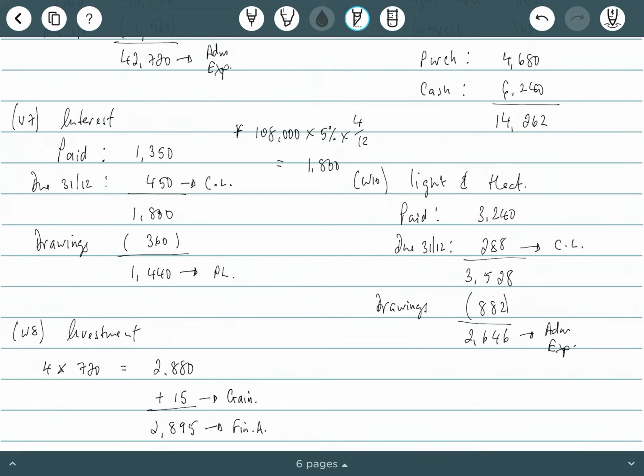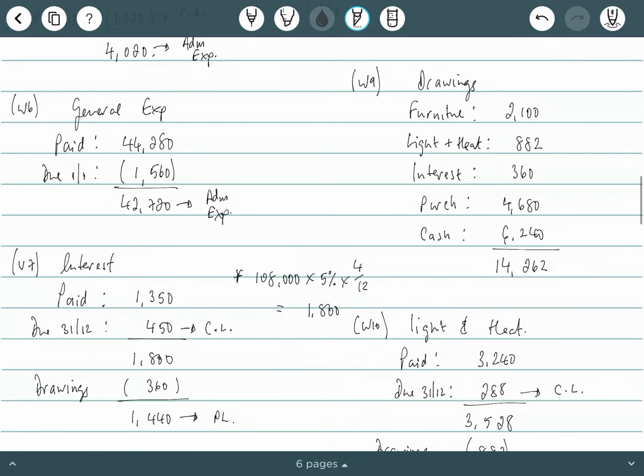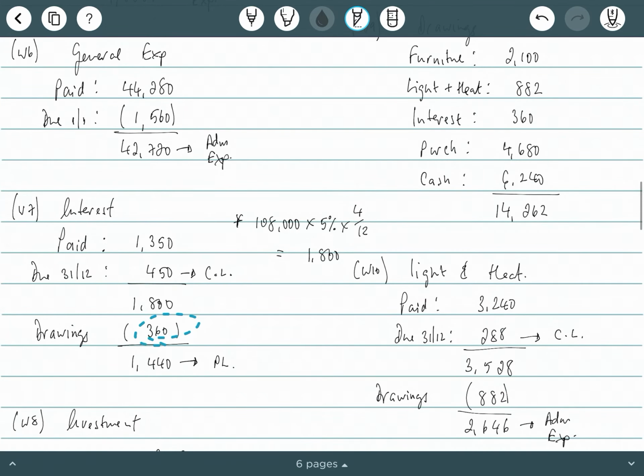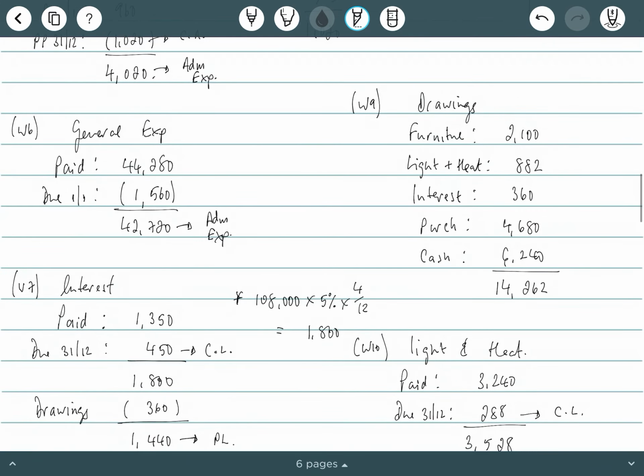So this is the admin expense. That 882 then can be moved up here into your drawings. Okay, interest we've already worked out was 360. Move that over there, it's 360. Your purchases, gents, was just simply 52 times 90, which is 4,680. And cash was 120 by 52, which is 6,240, which gives you a total of 14,262 of drawings.